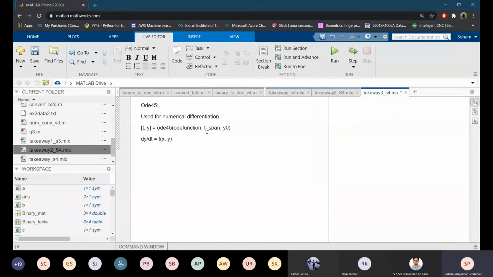We are going to define a function, the ODE function. What this argument means is that we are literally going to create a function .m file or maybe an anonymous function. I'll also explain what I mean by that. We'll create a function and supply it to this ODE45 along with tspan and y0. So now let's get to the actual coding. Let me take one example.